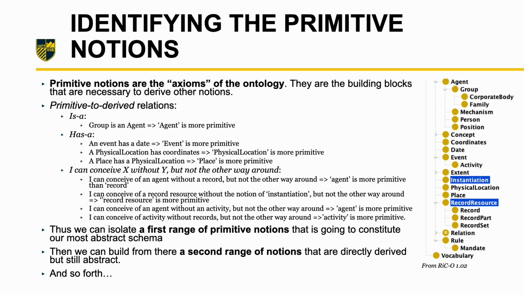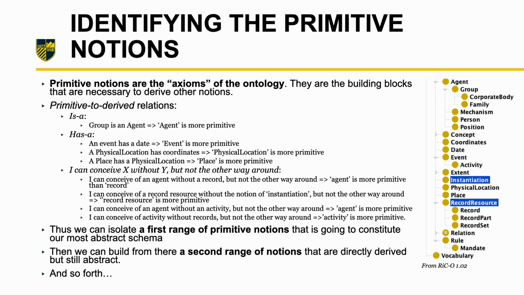So another way to detect primitive relations is to say the sentence, I can conceive X without Y, but not the other way around. If you can do that, then X is more primitive than Y. I gave a few examples here, but the point is to really distill a first range of primitive notions that are going to constitute my high-level ontology, and focus on that first. Completely make abstraction from the rest. And that way, we could build a general schema with only the most primitive notions.